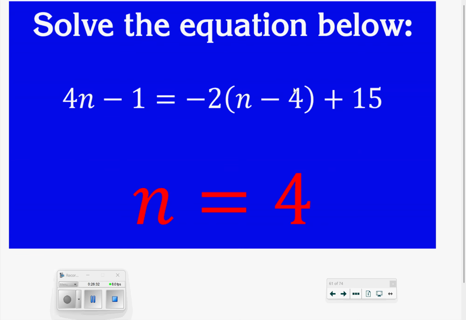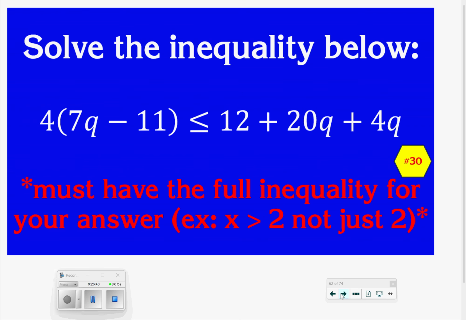All right, solve the equation below. See if you can find, oh, I'm sorry, we just did this one. N is equal to 4. All right, solve the inequality below.